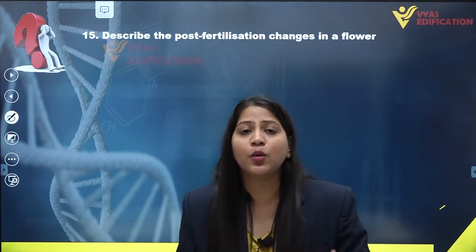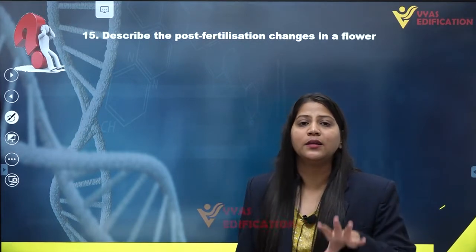Simultaneously, the endosperm nucleus present in the central cell of the embryo sac undergoes divisions to form endosperm cells, primary endosperm cells. These primary endosperm cells provide the nutrition to the developing embryo. These endospermic cells provide nutrition to the developing embryo.